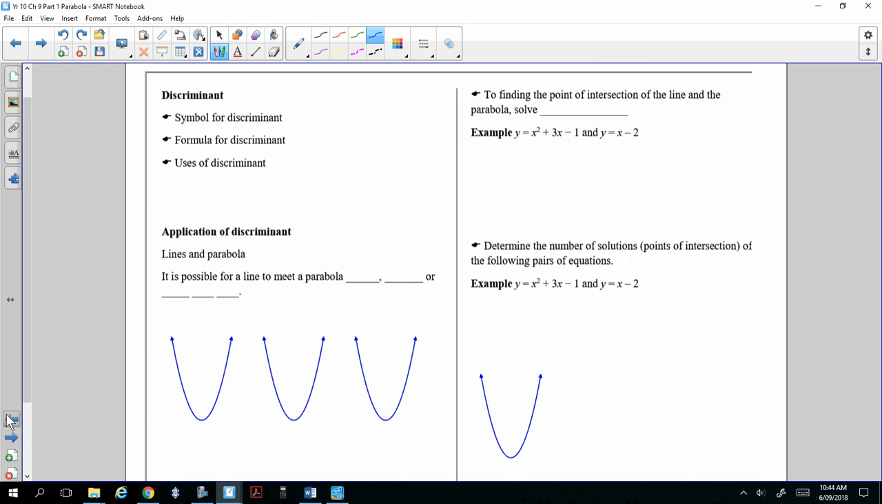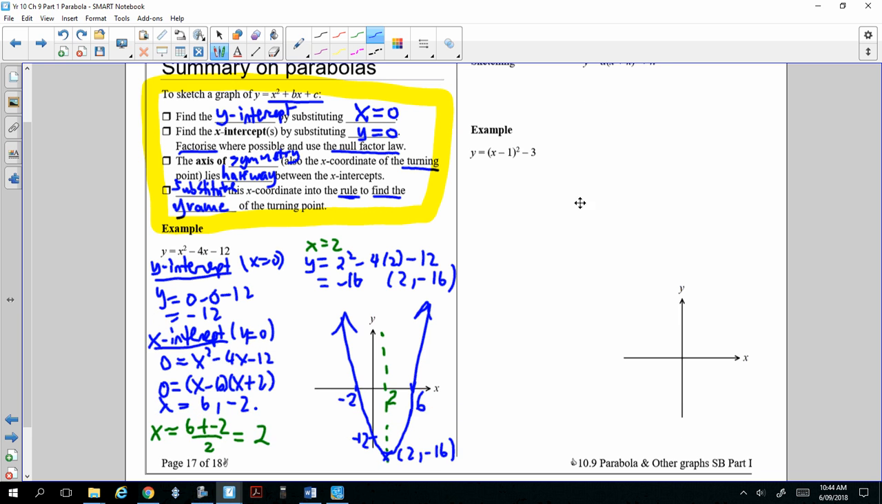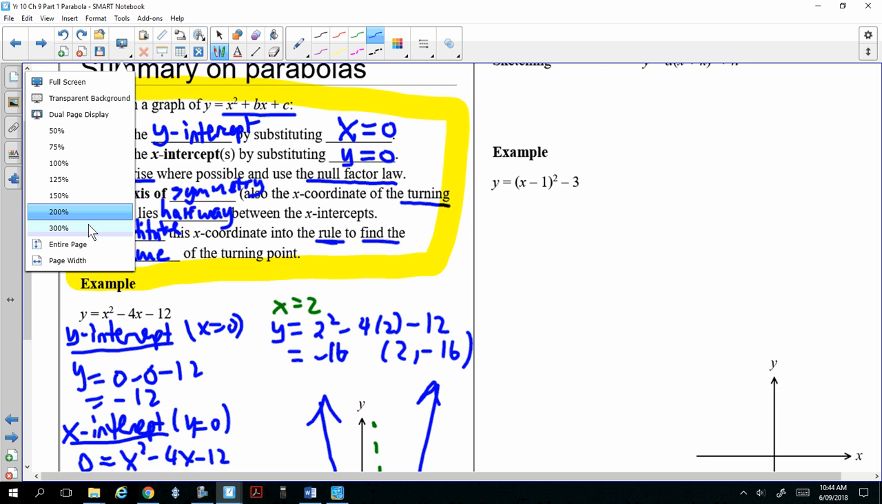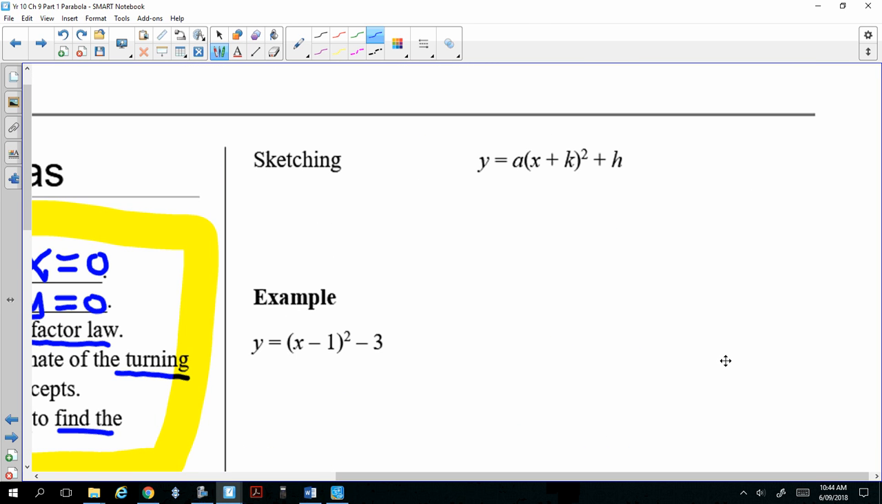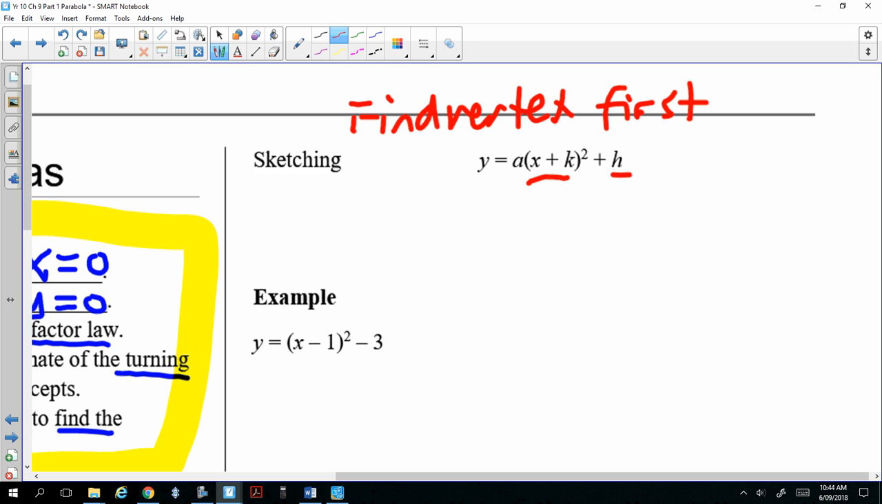Nice. Okay. Now, there's another form of the parabola that you should also know, which is the perfect square form. Going back to here. When the parabola is written this way, you can find the vertex first. So when it's this way, find the vertex first, because that tells you the shift. The h is the horizontal shift, and the k is the vertical shift.